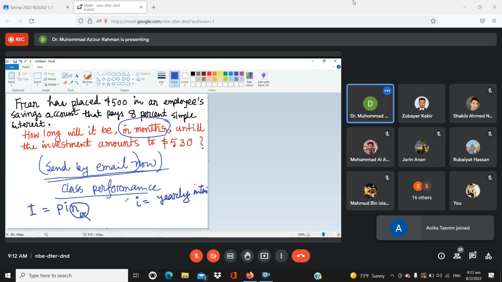So whatever formula we are using is yearly. But since sometimes you are given n in days, right?